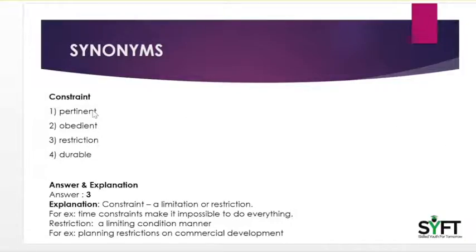So what is the synonym of constraint? First option pertinent, second obedient, third restriction, fourth durable. So your answer is restriction. Let us explain it. What is a constraint? It is a limitation or restriction. For example, time constraints make it impossible to do everything. So there is a limitation of time, that's why it is impossible to do everything.